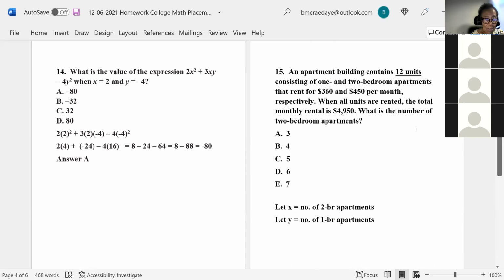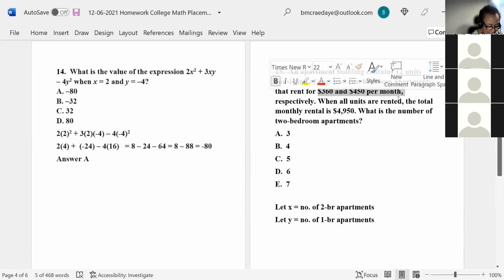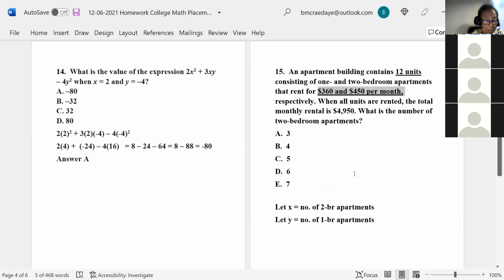Now we know there's a total of 12 units. In other words, one-bedroom plus two-bedroom apartments is 12 units. And we know what they rent for. The two-bedroom would rent more per month than the one-bedroom, right? So 360 and 450. The 360 is the one-bedroom apartment rental and the 450 is the two-bedroom apartment rental. And the total monthly rental for both apartments is $4,950. So that's what we're given. So what would you do next, Maureen?